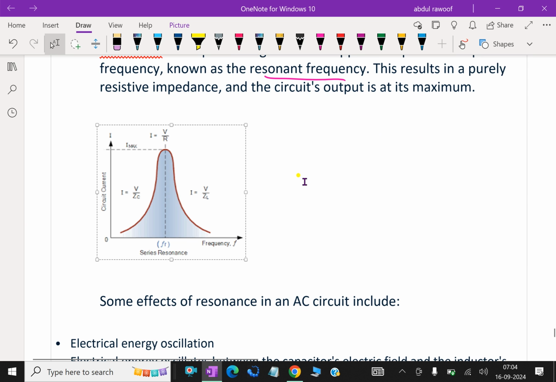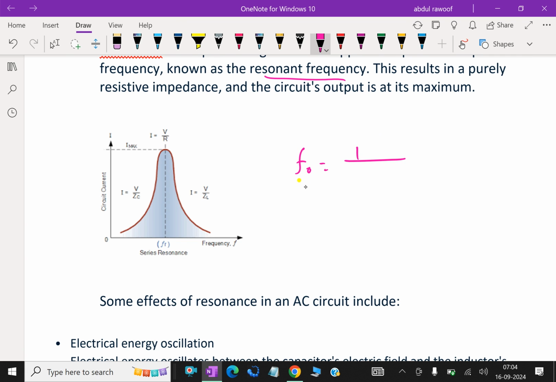Now, F0 equals 1 by 2 pi root LC. This is the resonant frequency formula.